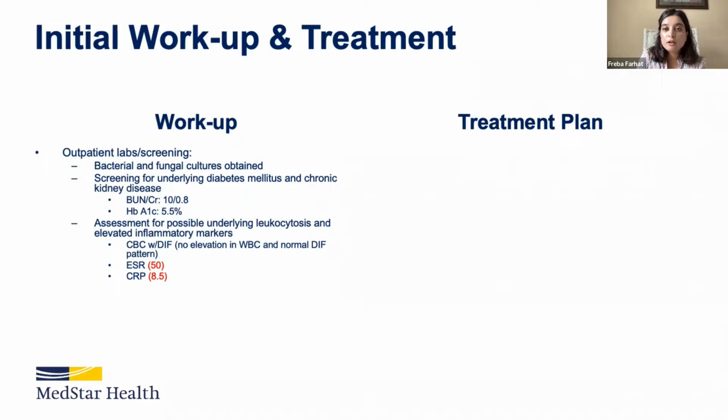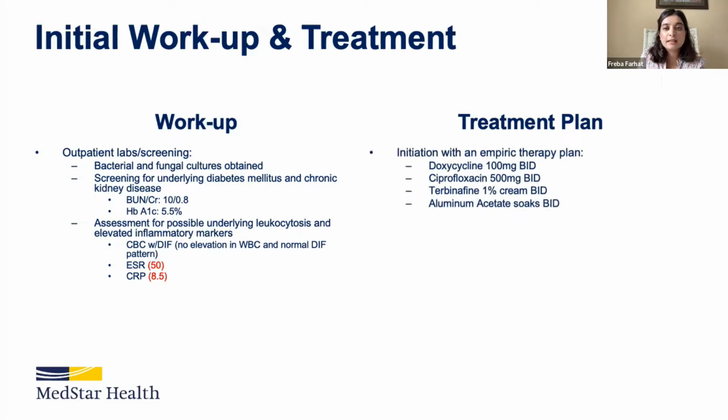But when we initiated our empiric therapy plan, we were really focusing in on infection as being the main driver at this moment. And so that included initiation of therapy with doxycycline, 100 milligrams twice a day, ciprofloxacin, and terbinafine cream to help combat any sort of underlying tinea infection with dermatophytes. And then we also included aluminum acetate soaks, which are most commonly known as Burow's soaks, and they're pretty readily available both in the outpatient and inpatient setting. And it works as an astringent, and it can be used 2 to 3 times daily.